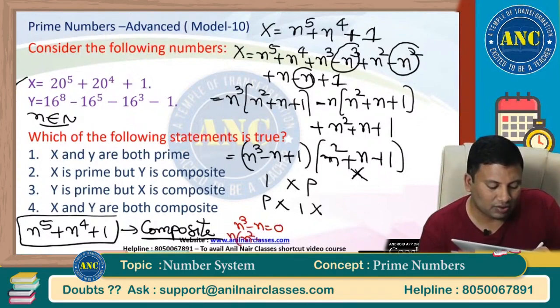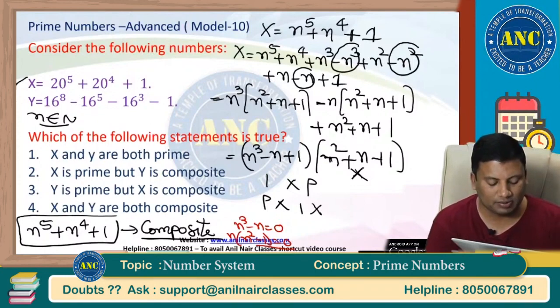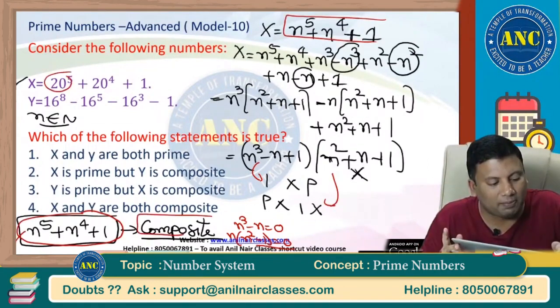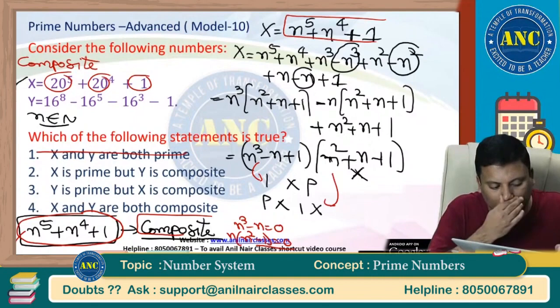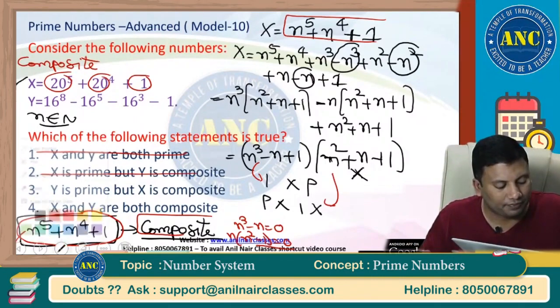N into n square minus 1 is not equivalent to 0. N square minus 1 is n minus 1 into n plus 1. It is a product of 3 natural numbers, so it cannot be divisible by 0, and neither factor can be 1. So n power 5 plus n power 4 plus 1 is a composite number. So x is a composite number. X cannot be prime. First and second are out.